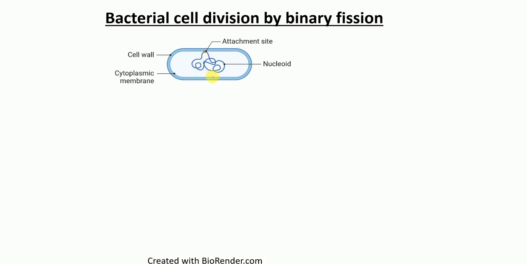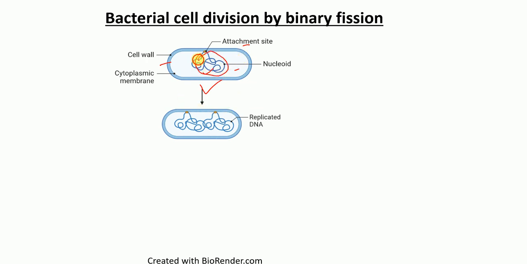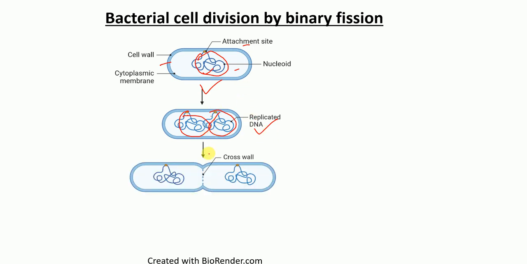So let's say that this is a bacterium. As you can see, it has the nucleus, the cytoplasm, the cell wall, and this is the attachment site. The first step of binary fission is the replication of the DNA. We have this one DNA here, and it is replicated into another identical copy, and then we get the replicated DNA. In the next step, the cross wall is formed.